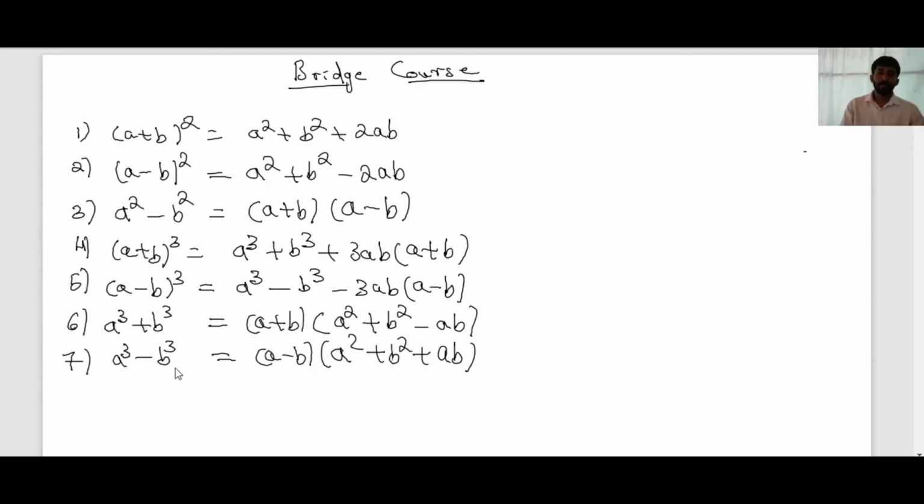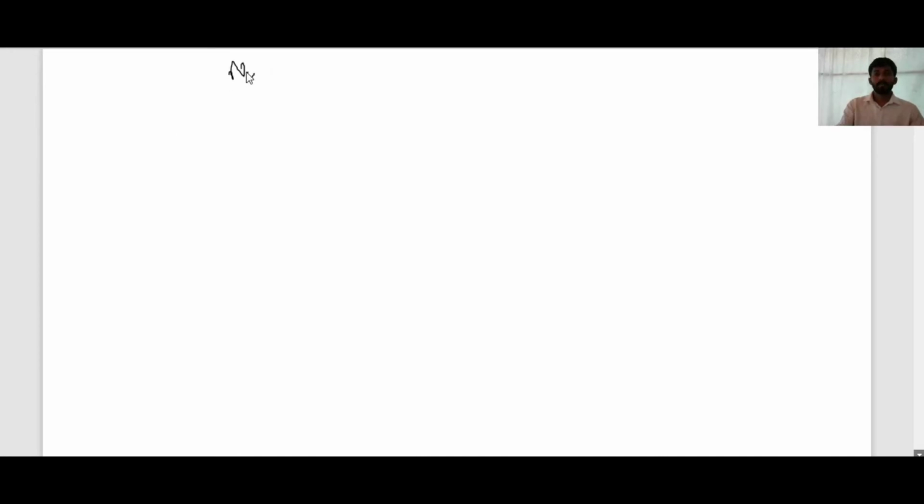Okay, remember a cube minus b cube, here only a minus, then all other signs are plus. For a cube plus b cube, here plus a plus b, last term is minus ab. Okay, our second concept is number systems. I will just name the number systems. You're going to study that in detail in the first chapter, that is number theory.